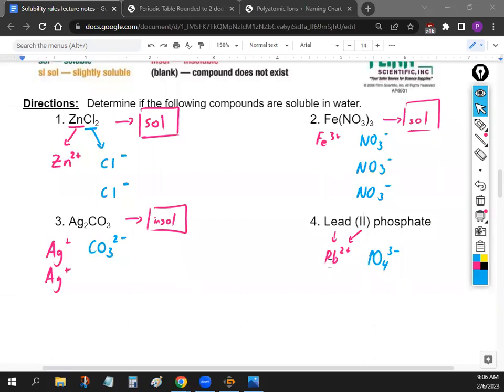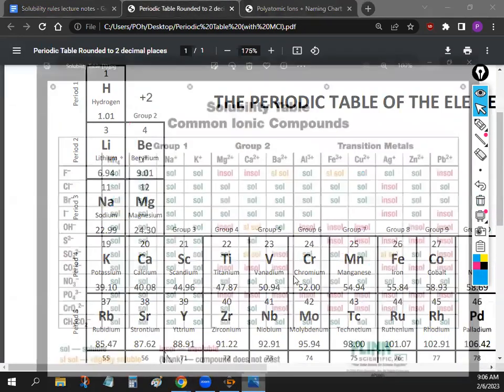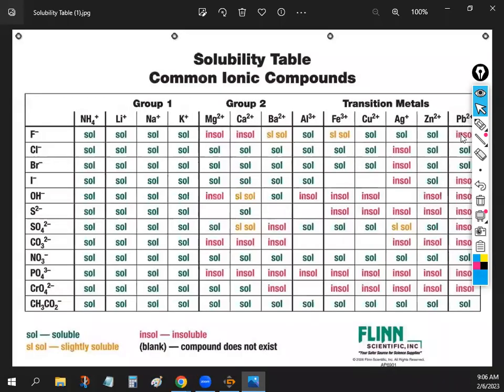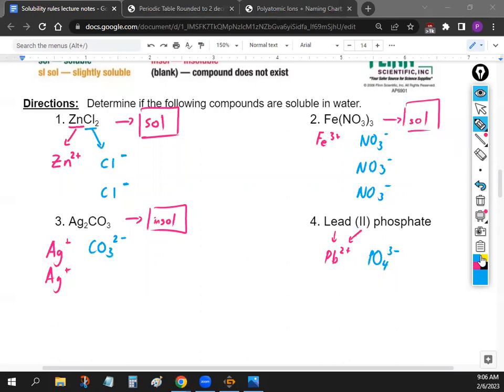So same thing again. We look up Pb and PO4. We line them up. Oops, wrong table. Pb and then phosphate is going to be insoluble. It's right here on the very far right. Okay, that's going to be insoluble. So if you guys got all those correct, good job. You guys should be in really good shape for today.